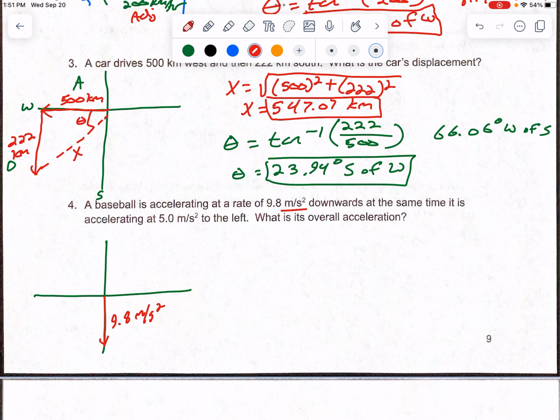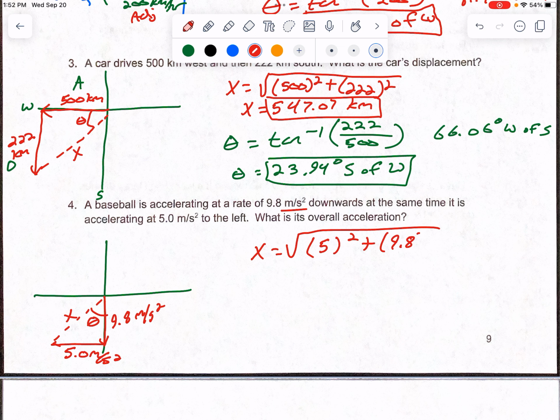It's not going to affect anything. And then we're going to go 5.0 meters per second to the left. So we're just going to go left from there, 5.0 meters per second squared. So we're going to tie back to the center. So our angle is here, hypotenuse there. So hypotenuse, square root of 5 squared plus 9.8 squared. And you get a value of 11 meters per second squared.